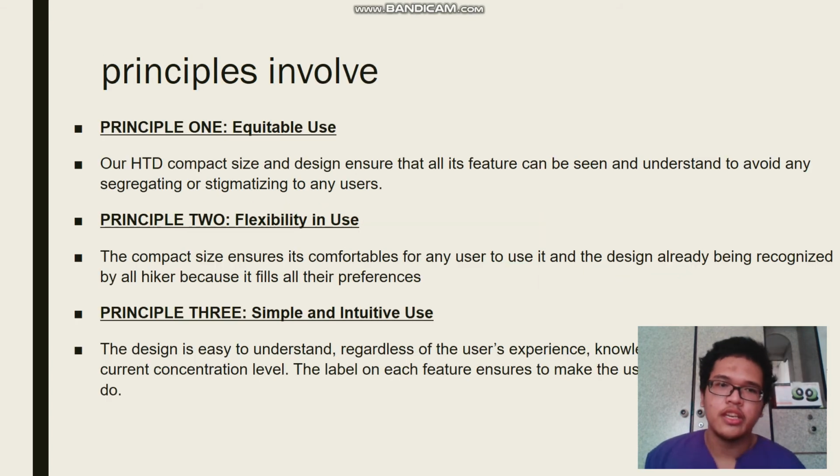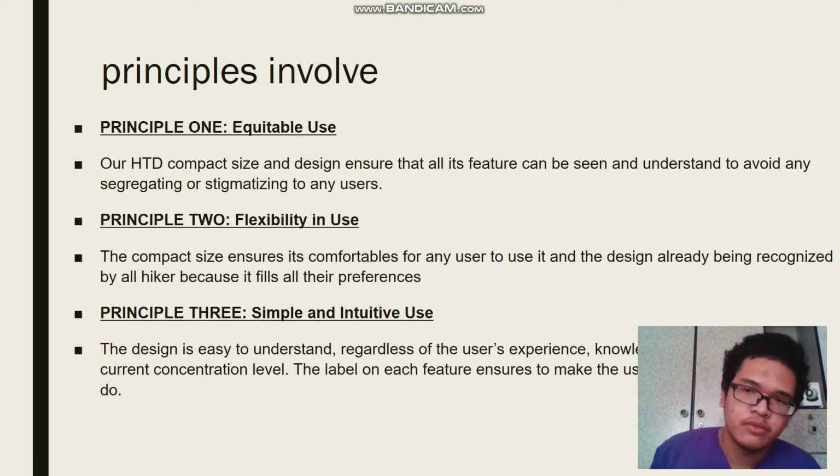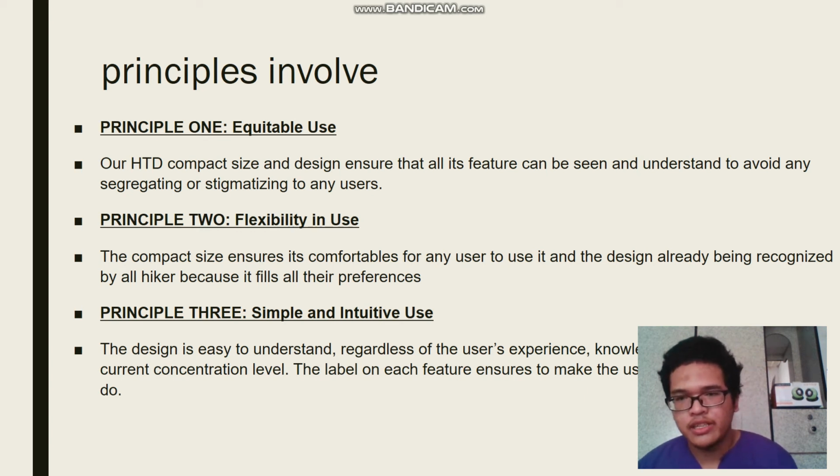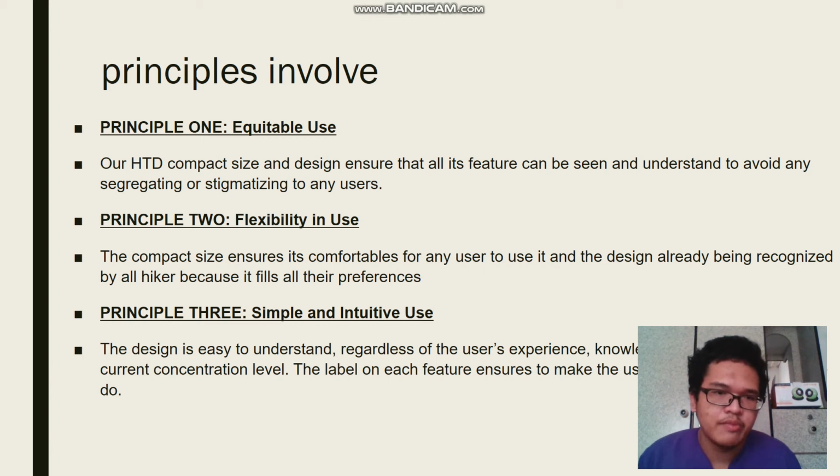The principles involved are from the seven universal principles of interactive system. The first principle is equitable use. Our HTD's compact size and design ensure that all its features can be seen and understood, avoiding any segregation or stigmatizing of any user. The second is flexibility in use. The compact size ensures it's comfortable for any user to use, and the design has already been recognized by all hikers because it fits all their preferences.